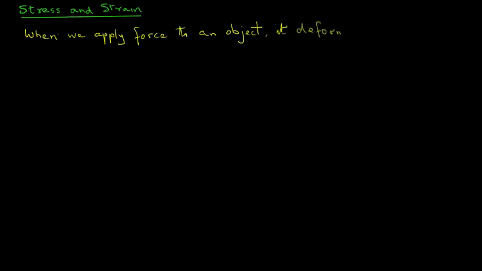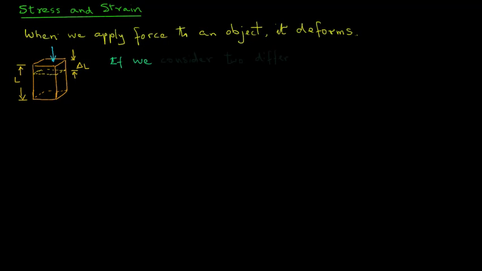So when we apply force to an object, we know that it will deform. So here we have an object and we apply a force. The original length of this object is L, and there is a certain amount of deformation, delta L, as a result of applying that force.